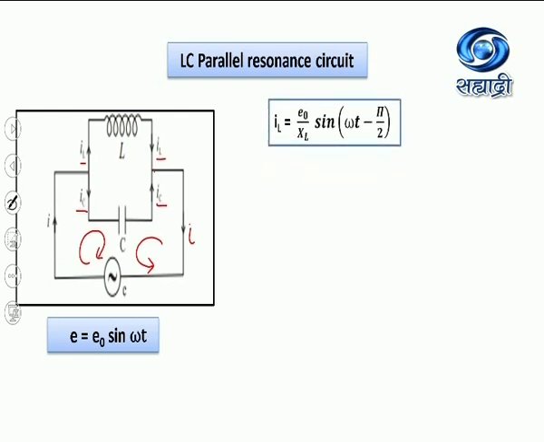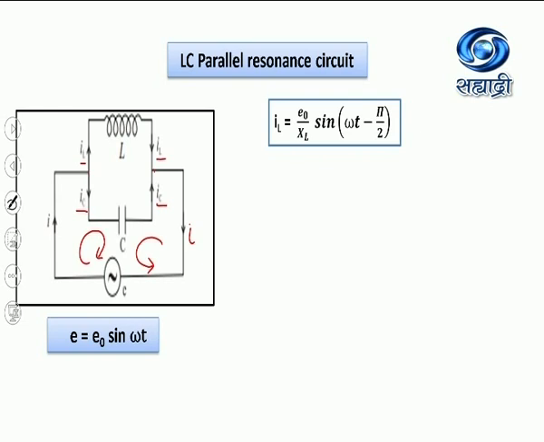Now we have to write the expression for the current. What is the general expression for the current? I is equal to I naught, that is the peak value of the current, into sine of some phase angle. We know that in the case of an inductor, the EMF leads the current in phase by pi by 2 radians, or in other words, the current lags behind the EMF in phase by pi by 2 radians. So if I had to write the expression for the instantaneous current flowing through the inductor, it will be equal to the peak value of the current.